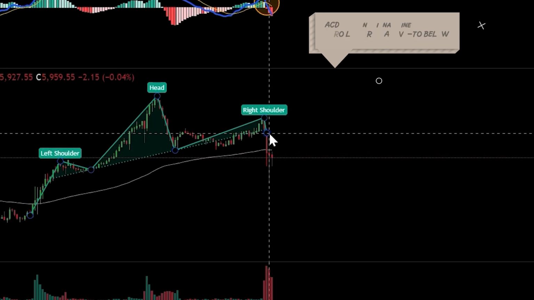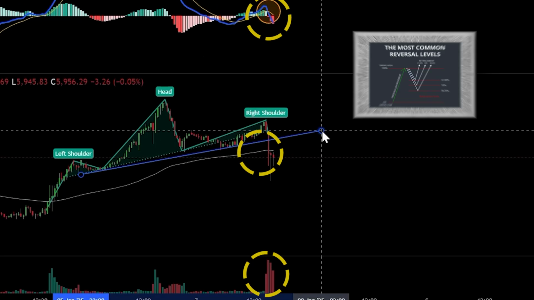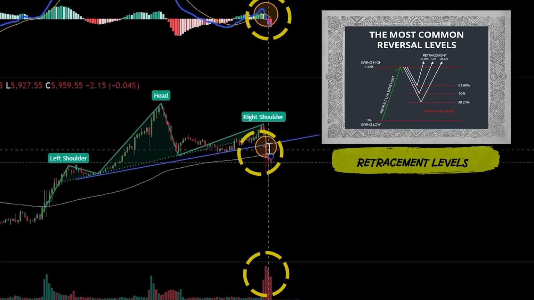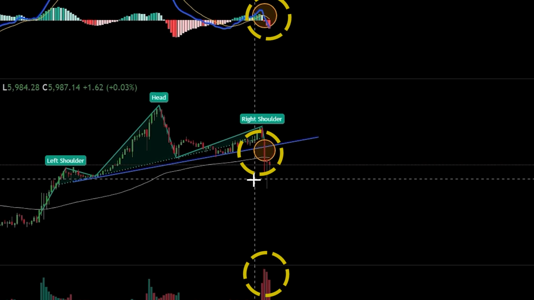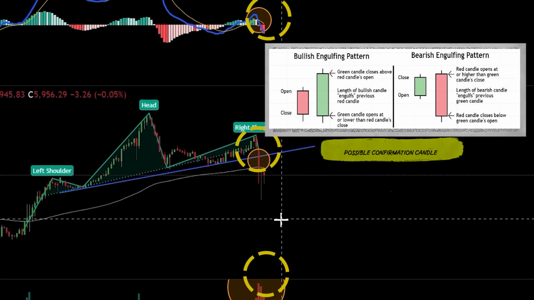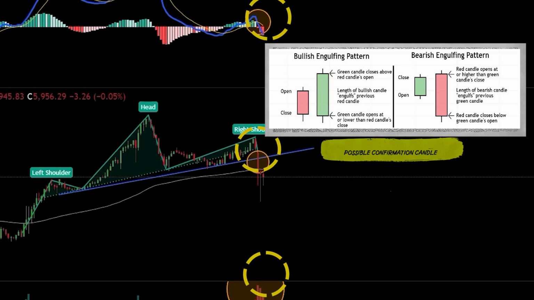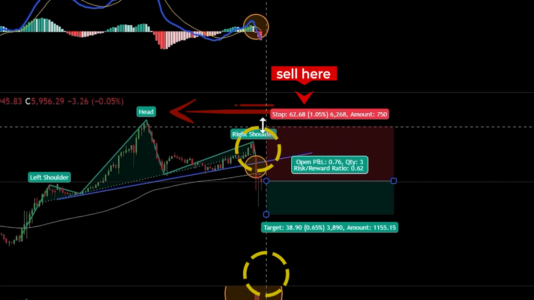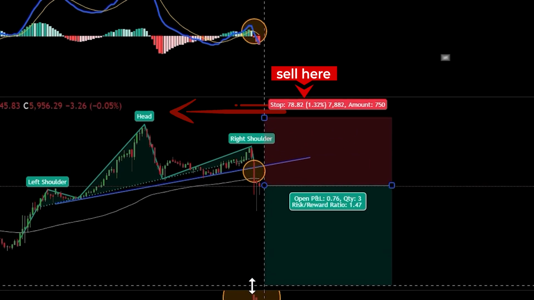And the neckline was broken with a high volume. So if the price went down sharply, we wait for a retracement. If it went down slightly with a high volume, we can sell at the same time. I want you to wait for a confirmation candle. You put your stop loss above the swing high so that it will be protected. You put your take profit short from the next support zone to avoid any rebounds.